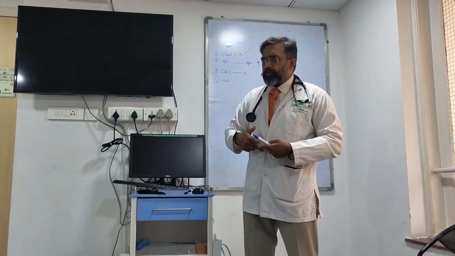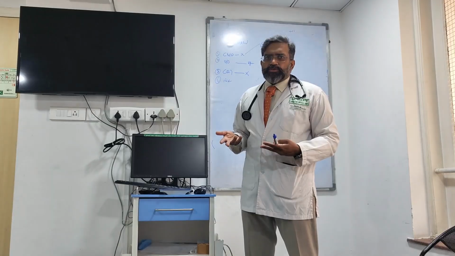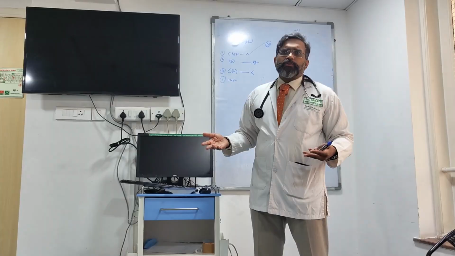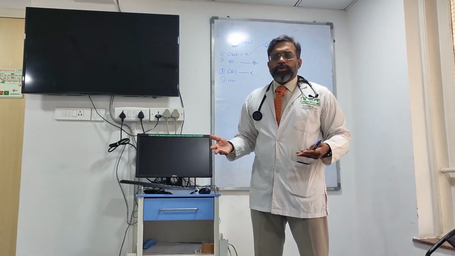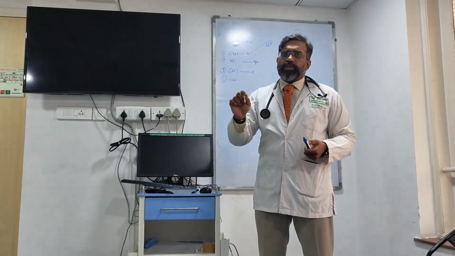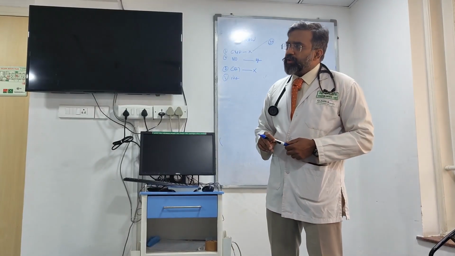The IVC goes from here, gets into the right atrium, and that is your CVP. So if the CVP is not working, in no way is the IVC going to work. So looking at an IVC and saying that it is small, so he is hypovolemic, is a completely wrong thing. Clear on this?